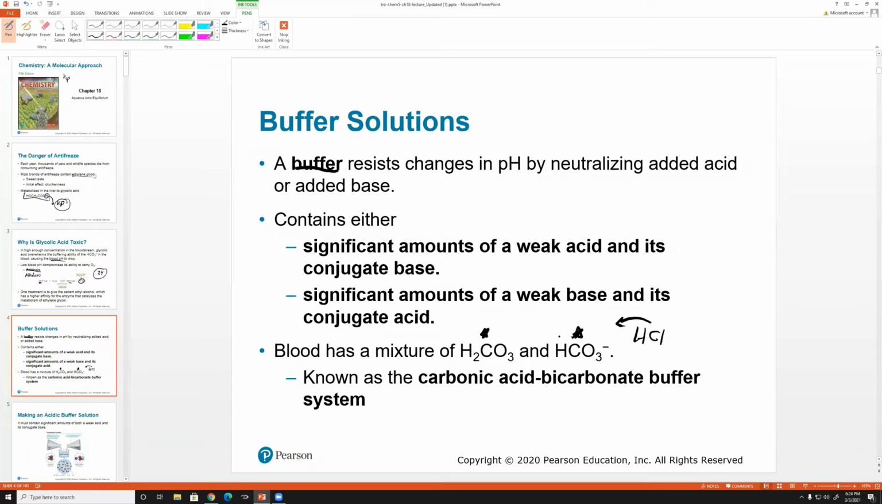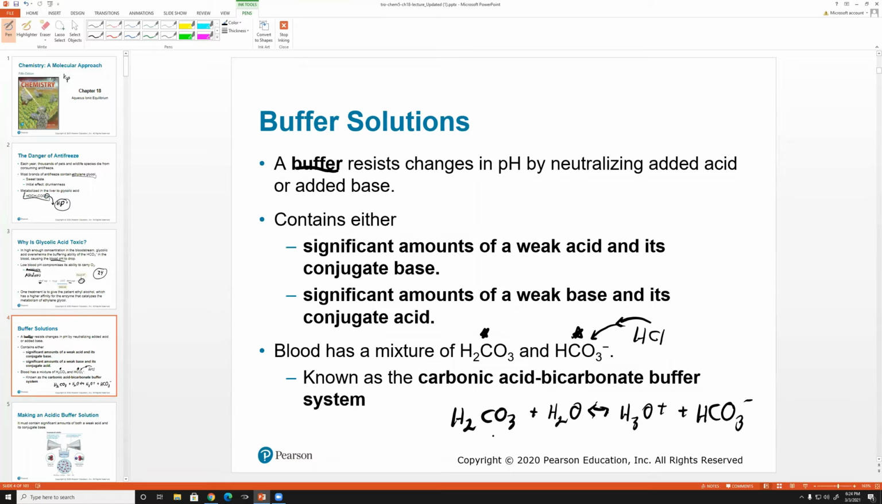We have a weak acid here, and we have a conjugate base. The conjugate base will then neutralize this strong acid, or whatever acid it is. And if you look at an equation, you'll have H2CO3 plus H2O yields H3O+ plus HCO3-. And this is an equilibrium.